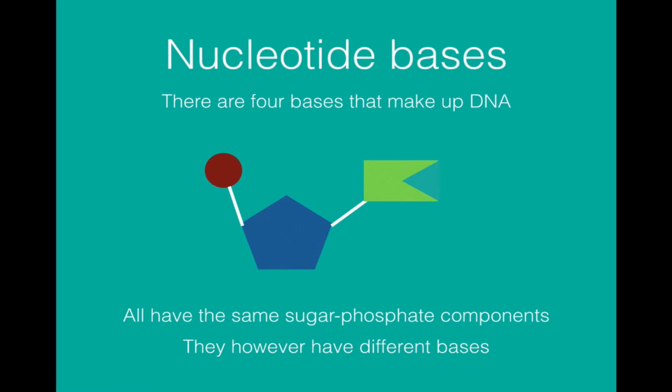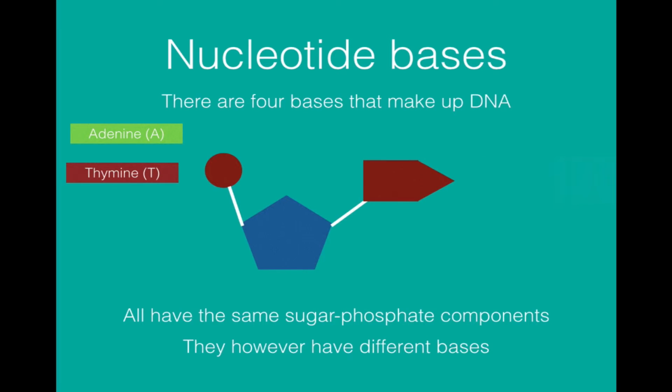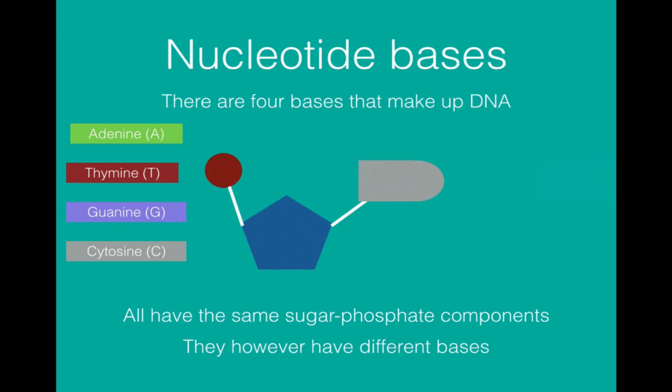And these are called bases. So for our purposes, we'll have adenine, or A, as the green one, thymine as the red one, guanine as the purple one, and cytosine as the grey one.